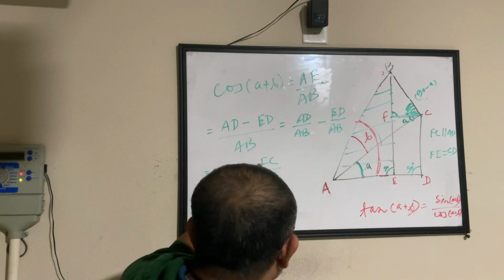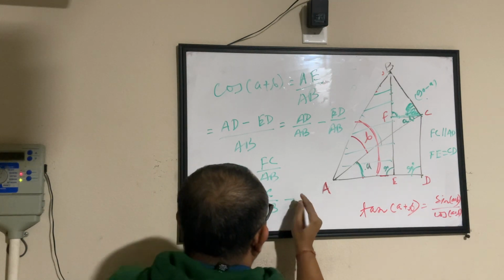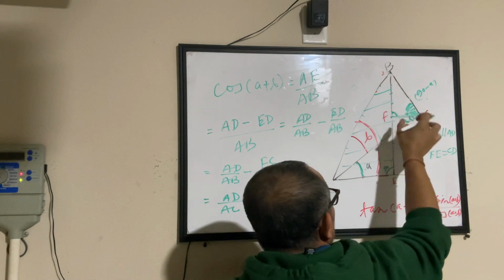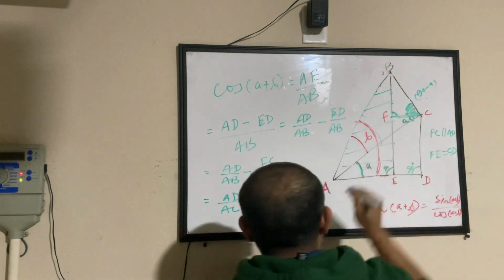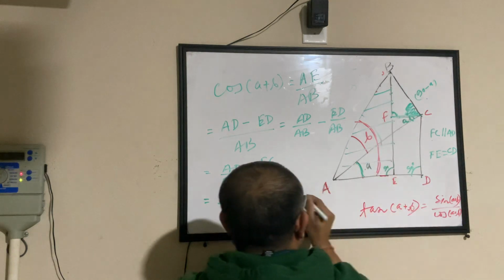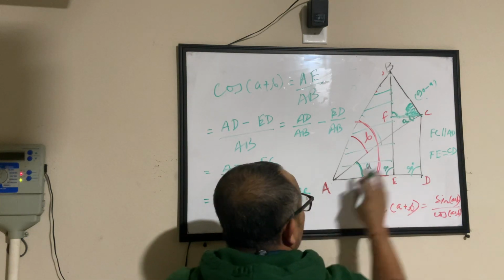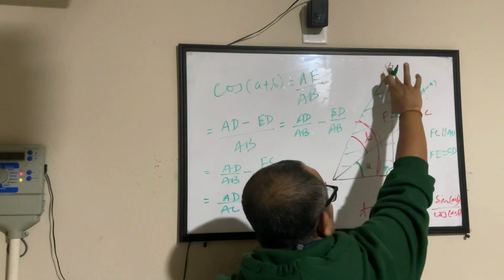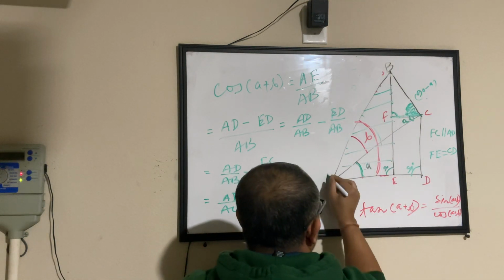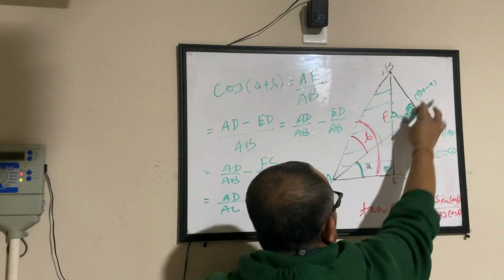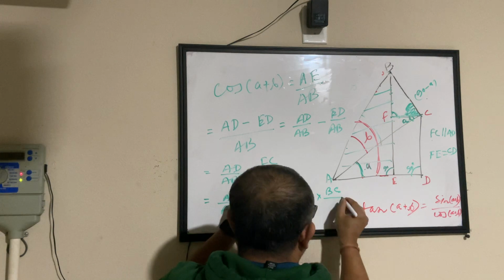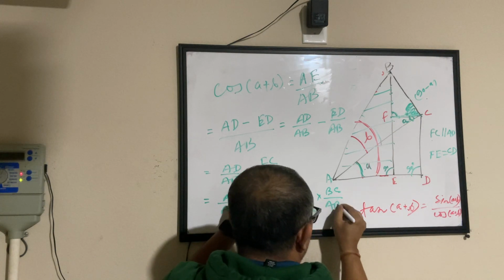Similarly for this one, FC is part of this triangle. So if I do FC divided by BC, then I can apply SOHCAHTOA, right? Then I can apply SOHCAHTOA. Since I divided by BC, which was not there before, I have to multiply also.